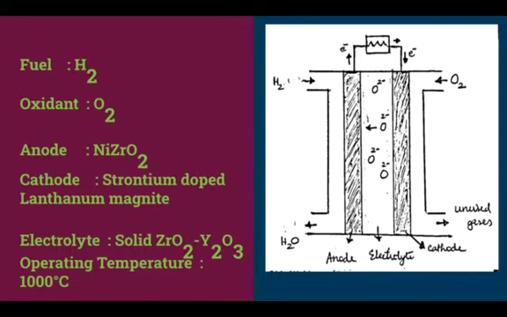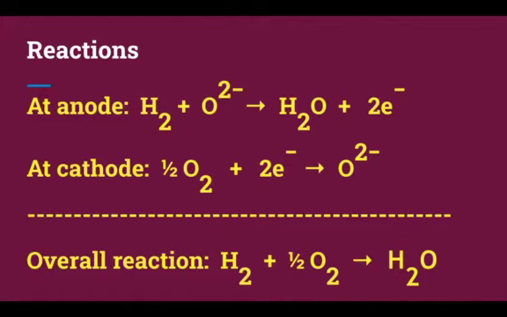Here the operating temperature required is very high, about 1000 degrees Celsius, and hence electrocatalysts are not required for solid oxide fuel cells. These are the reactions taking place. At anode, hydrogen combines with oxide ions to form water and electrons are released. These electrons are used up at the cathode for reduction of oxygen to oxide ions. The overall reaction is hydrogen combining with oxygen to form water.